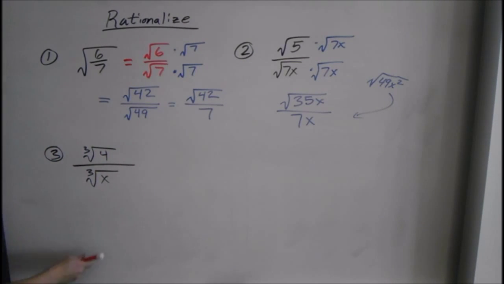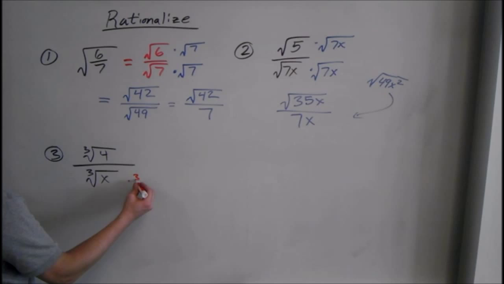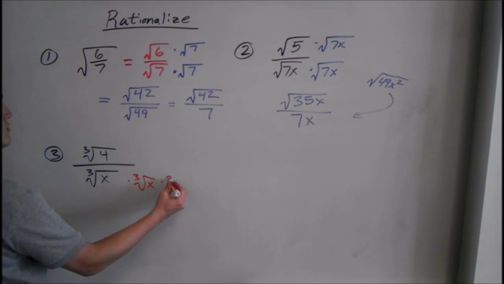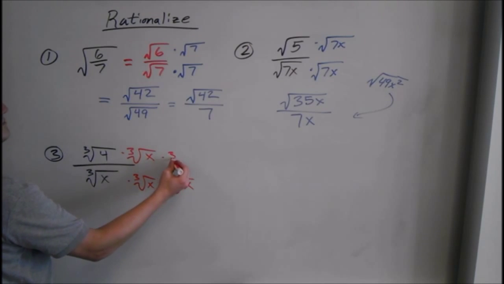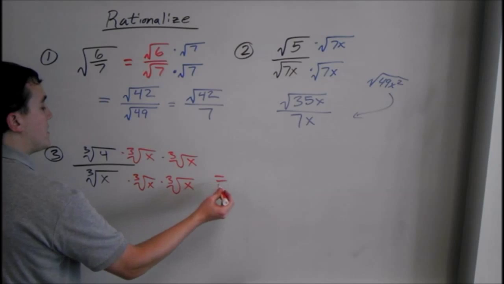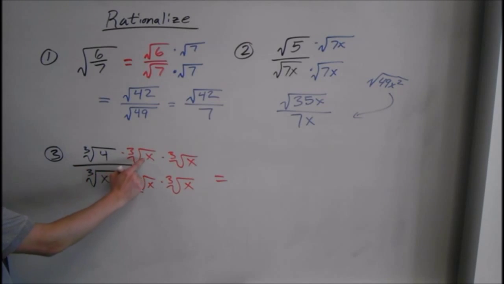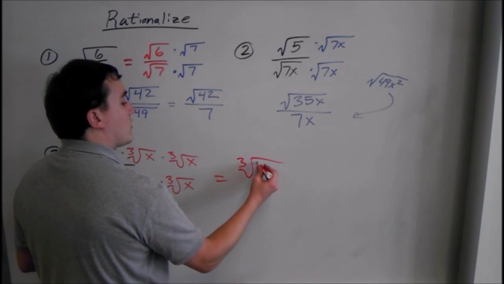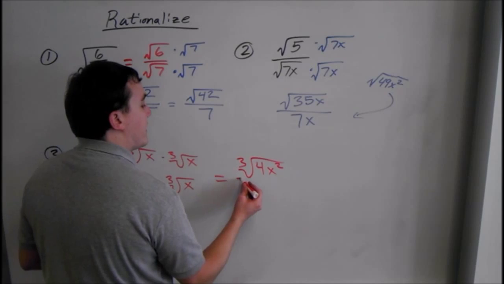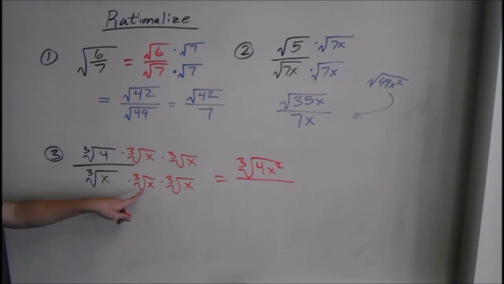And the last one, if you have a cube root, you need 3 of them total to get rid of it. So here we'd have to multiply by the cube root of x times the cube root of x on both the top and bottom. So we would end up with cube root of 4 times cube root of x times cube root of x is the cube root of 4x squared. Can't simplify that over cube root of x times itself. That's the same as the cube root of x cubed. It's going to all cancel out. Leave us with x. And that'll be it for today.